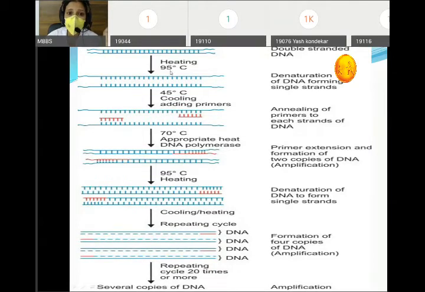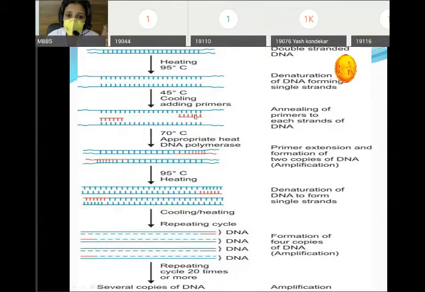On heating at 95 degrees, there is separation, or denaturation, of DNA to form a single strand. So this is one single strand and this is another single strand which you got after the denaturation or the separation. Now you have to cool this at 45 to 50 degrees Celsius and primer is added.